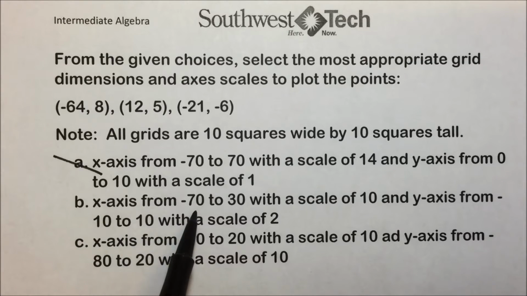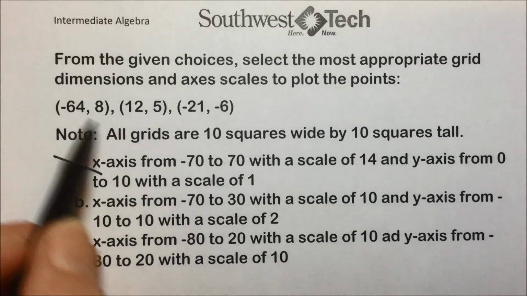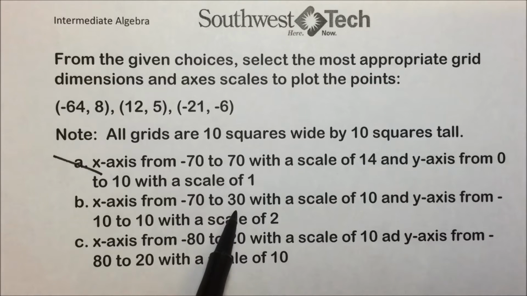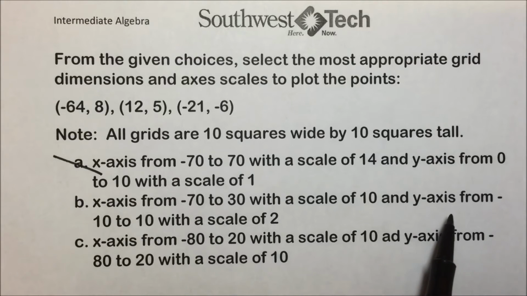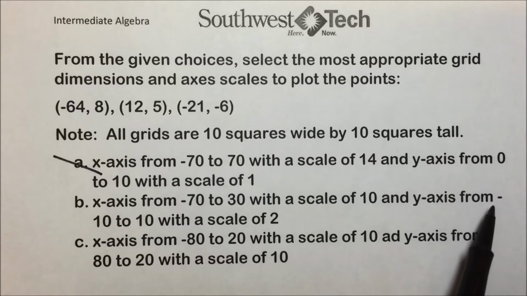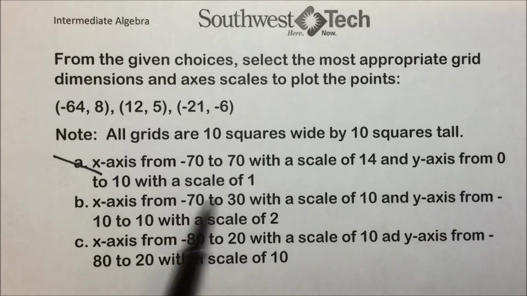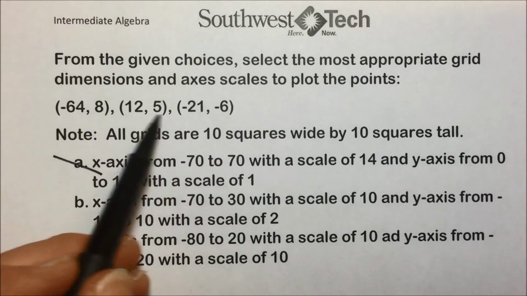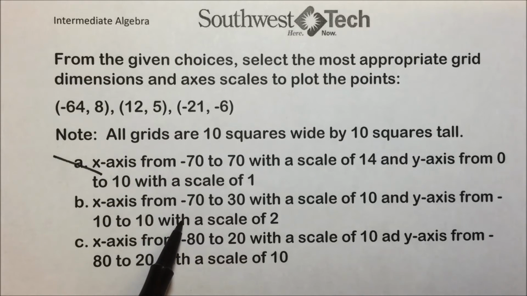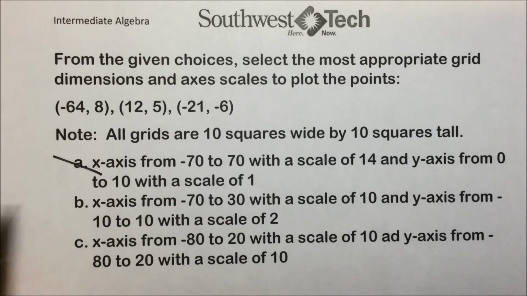Next, the x-axis runs from -70, that's good, to 30, maybe a little much, but let's hold on. And it has a scale of 10, which would work fine on our 10 by 10. The y-axis from -10 to +10 is going to accommodate our values. So this is looking pretty good. But is there something better?